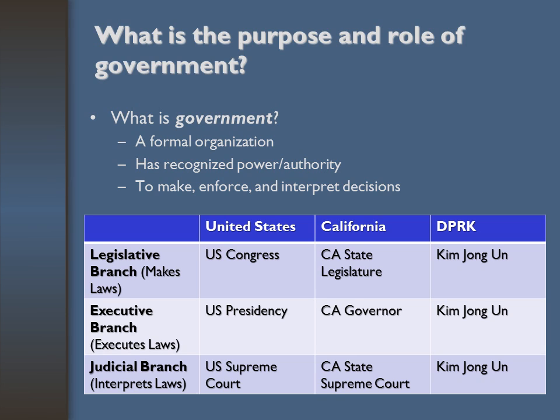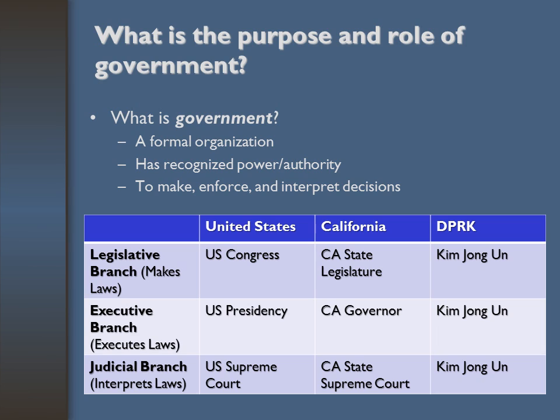I think it's always good to start off with a very straightforward definition, and so I've given you a definition here of what is government. When you think of the word government, these are the characteristics that should come to mind. It is a formal organization, so it has members, rules, procedures, and so forth. We just talked about power and authority in the previous slide. So government has power and authority, and if it has power and authority, theoretically it will have legitimacy.